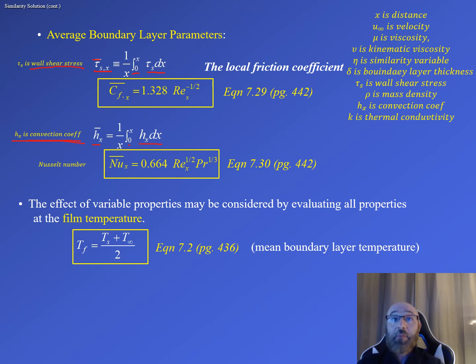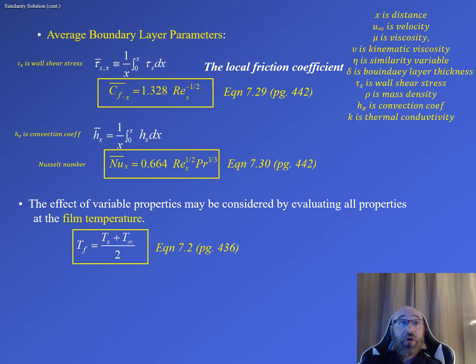Now with that, we can come up with our equation on page 442 of our textbook, equation 7.30, for our Nusselt number. So we can see our average Nusselt number here is equal to 0.664 times our Reynolds number to the 1/2 times our Pr number to the 1/3.